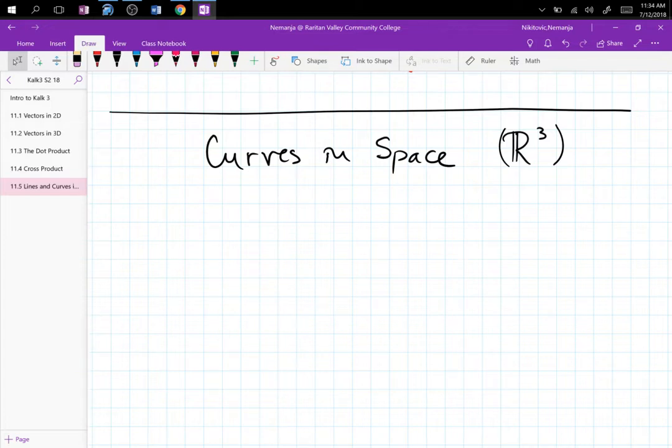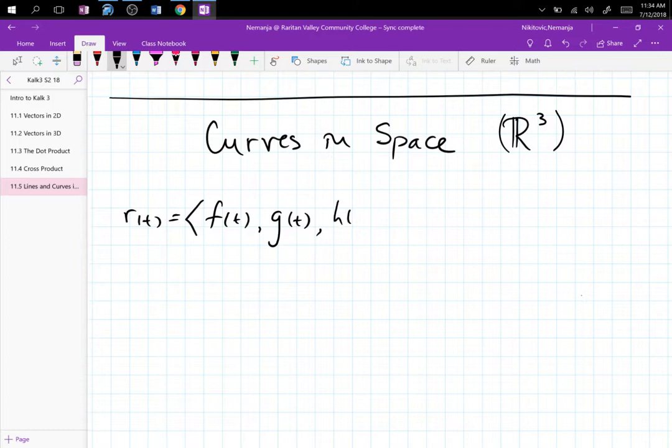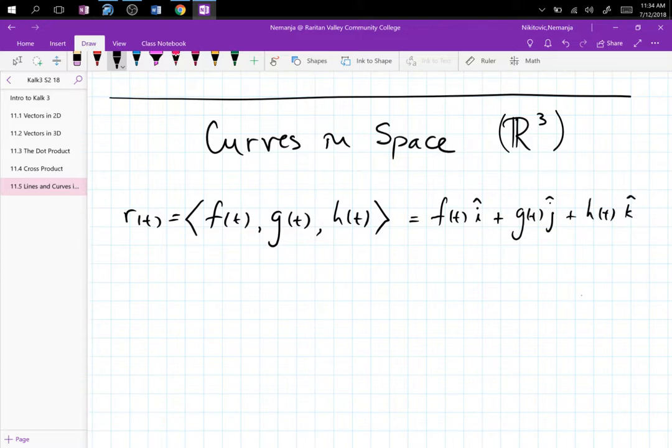Curves in R3 will be described by the vector-valued function R, which is the collection of the parametric equations, and we'll just leave these as FGH, right, in respect to parameter t, or time, because anything can go in here. So we have f of t i, we can also use this notation, plus g of t j, plus h of t k.